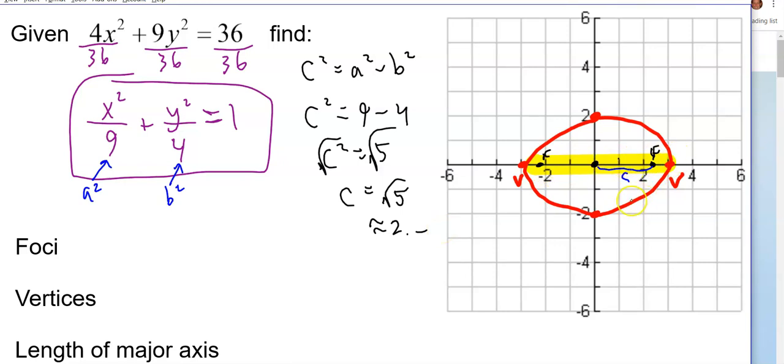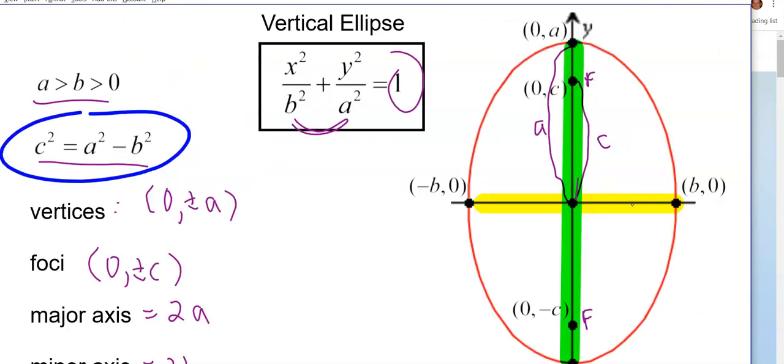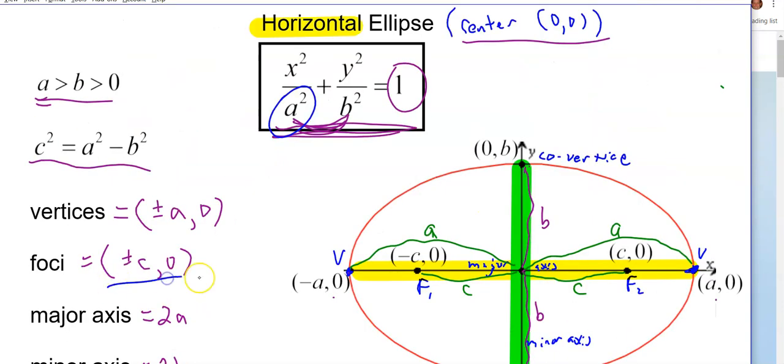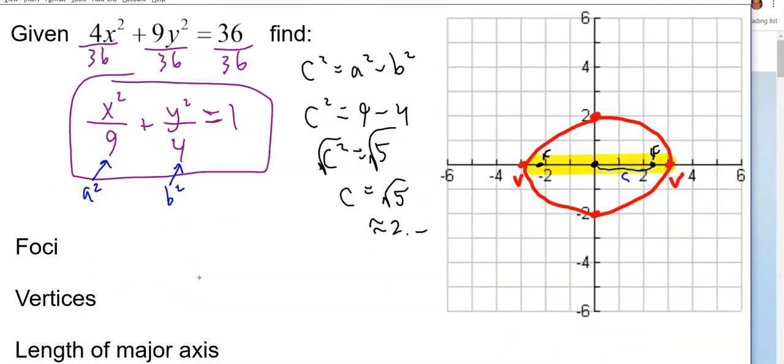The actual ordered pairs, this is where I really think the formulas help, because I want to see these ordered pairs. So in this case, the focus is plus or minus c comma 0, right? So the focus point would be plus or minus square root of 5 comma 0. I'm just plugging in square root of 5 because that's my c value, and now I have those exact ordered pairs, which is really what I want. The vertices are easy to get. You don't necessarily need formulas because it looks like they're at plus or minus 3 comma 0.